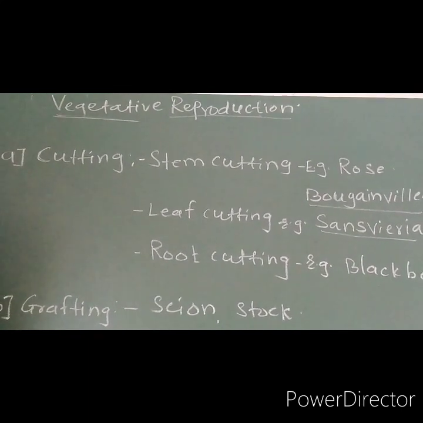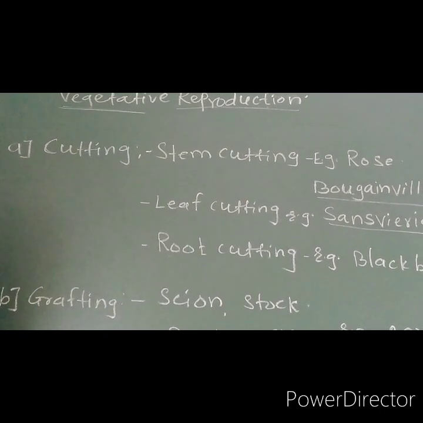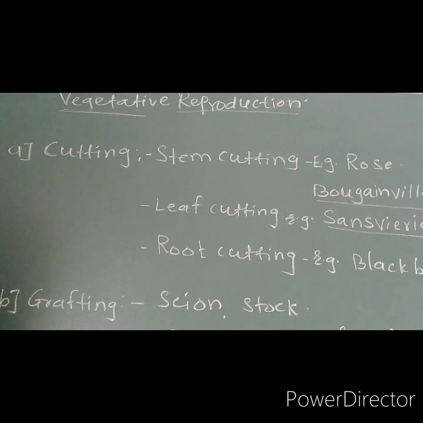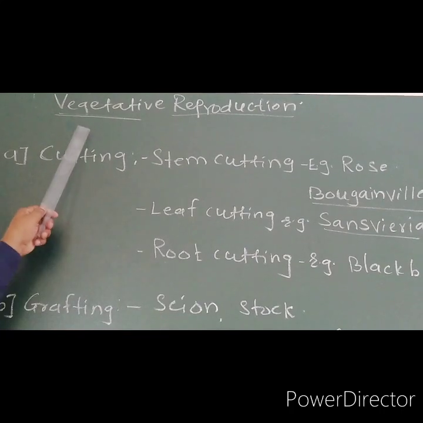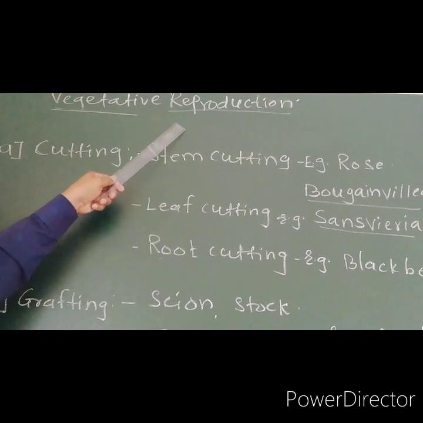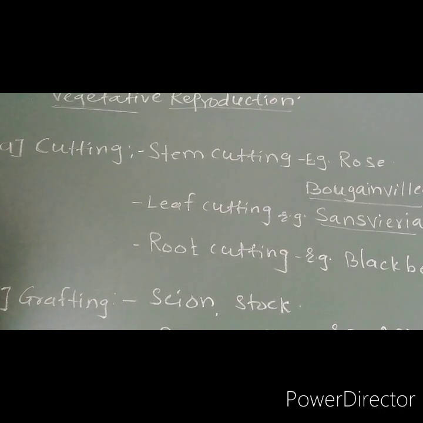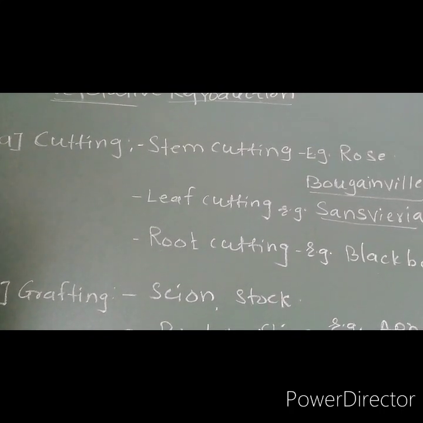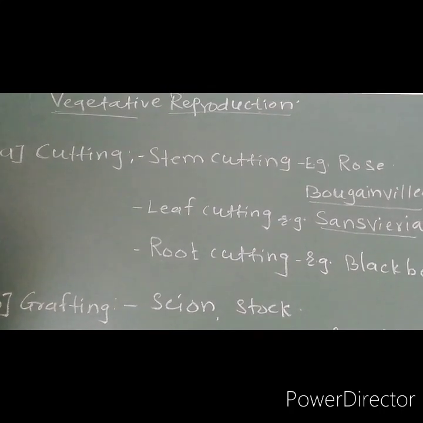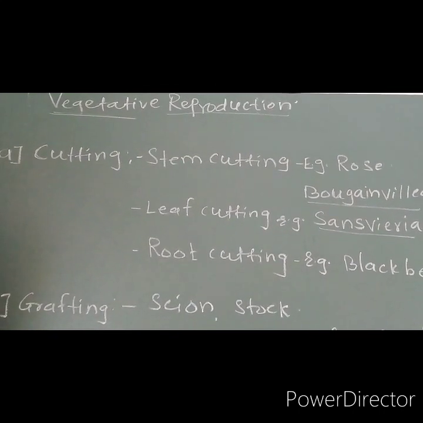Good morning to everybody. In the previous session, you already studied some part of asexual reproduction. Now, today we are going to study vegetative reproduction. Plants reproduce asexually through their vegetative parts like root, stem and leaves. The new plants which are formed by vegetative reproduction are genetically identical to their parents.